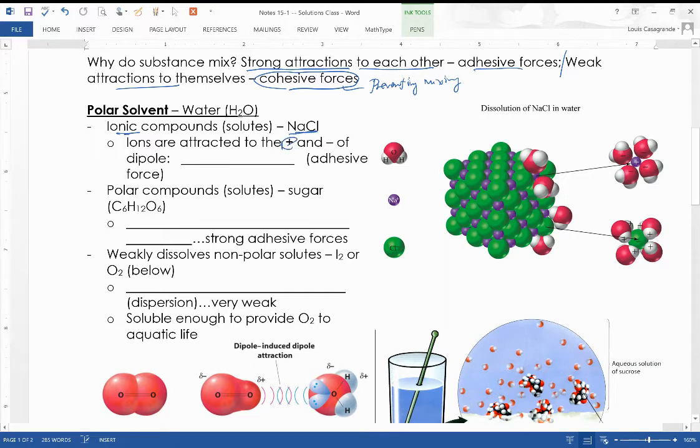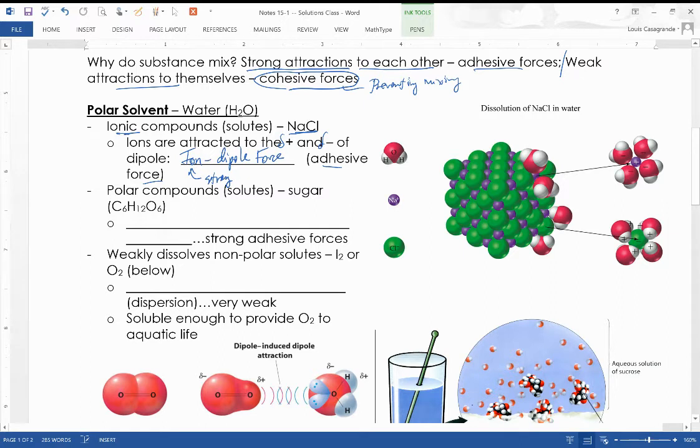Those should probably have a delta plus and delta minus of the dipole of water. And that gives us what's called an ion dipole. Now we can have something that has two different kinds of attraction because we have two different kinds of materials, an ion dipole force. And this is an adhesive force, and it's strong.